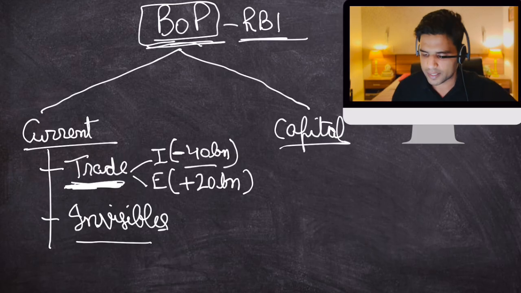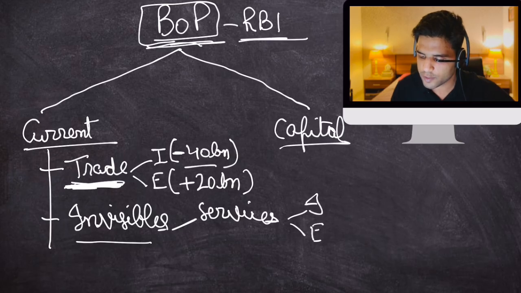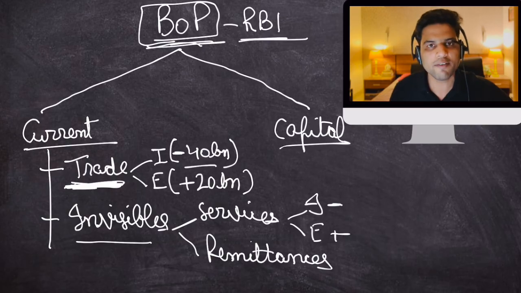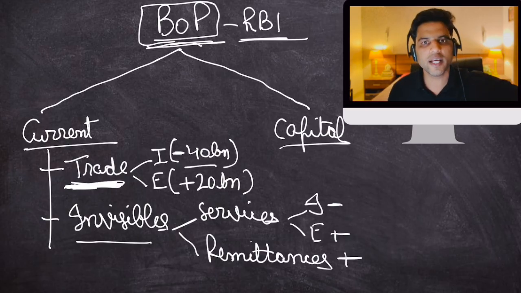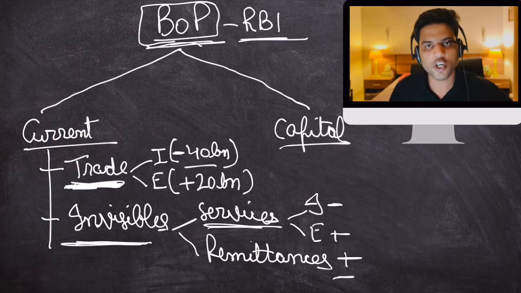Within invisibles balance, there is services import and export: import of services with a minus sign, export of services with a plus sign. Then there are remittances. Many Indians who are working abroad send money back home to their family and friends. When they send money back, it is a plus sign. And when foreigners working in India send money back to their countries, it is a minus sign. This is known as invisibles balance. Within invisibles balance, services trade is there and remittances are there.